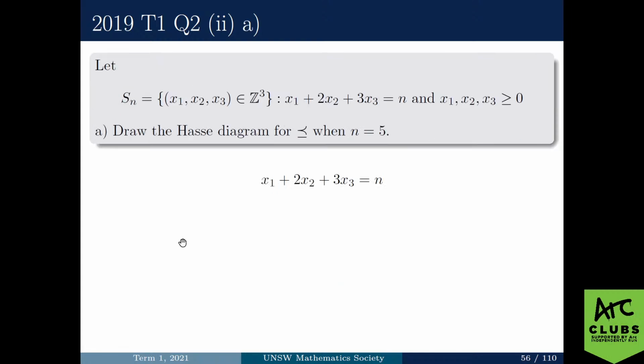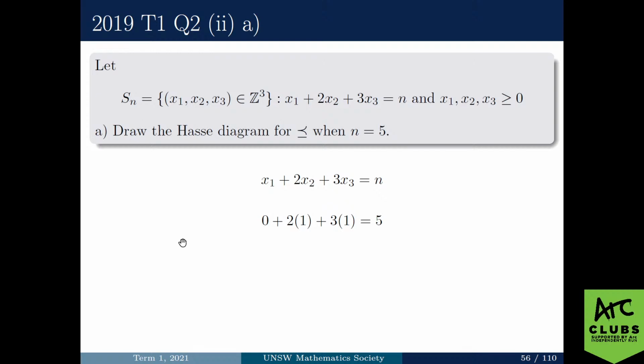So as you can see, we just have this equation here. And we want to find x1s, x2s, and x3s that satisfy it when n equals 5. So I'll give you the first example, because then you can sort of see what this question is all about.